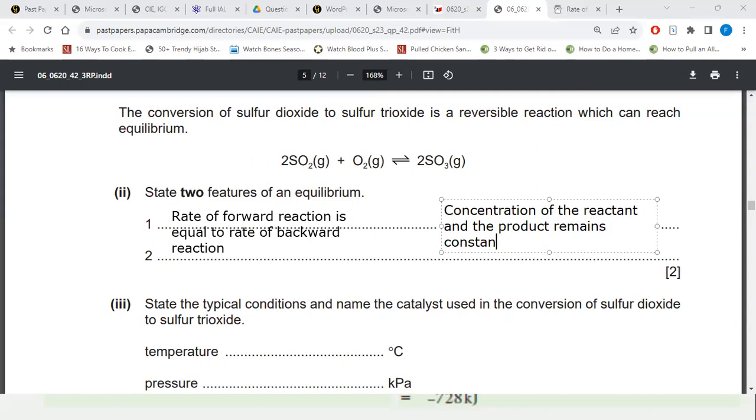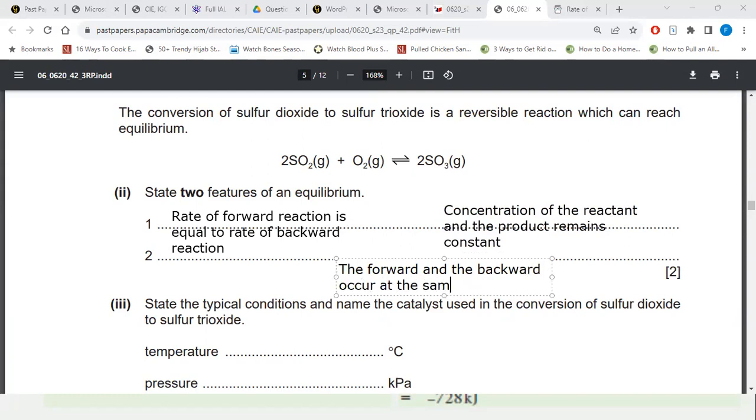Well, here you don't need to write down three, but just for the sake of revision, the third one was the forward and the backward reaction occur at the same time. So those are actually three features. Okay. The next question is the conditions and the catalyst.